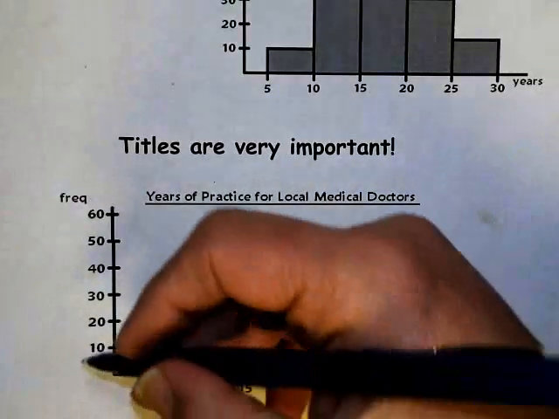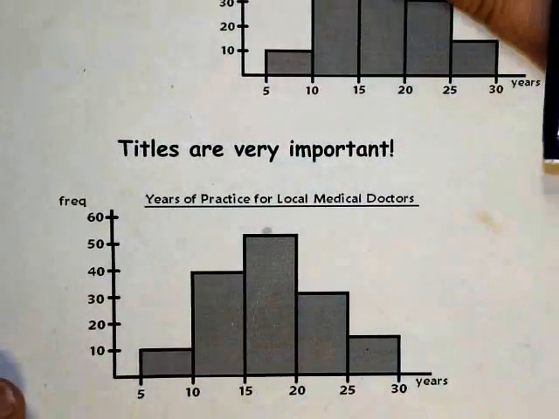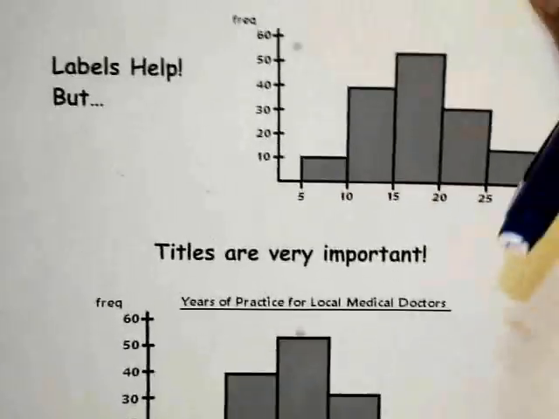These are the number of years. This is the number of doctors that have practiced that many years. So titles and labels are very, very important.